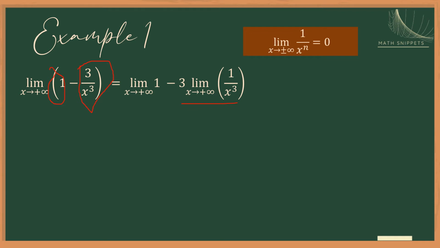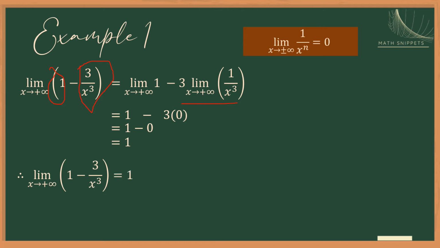And we know that the limit of 1 over x cubed as x approaches positive infinity is 0. So we have 1, which is the limit of 1 as x approaches positive infinity, minus 3 times 0, which is the limit of this. So we have 1 minus 0 is equal to 1. Therefore, the limit as x approaches positive infinity of 1 minus 3 over x cubed is indeed equal to 1.